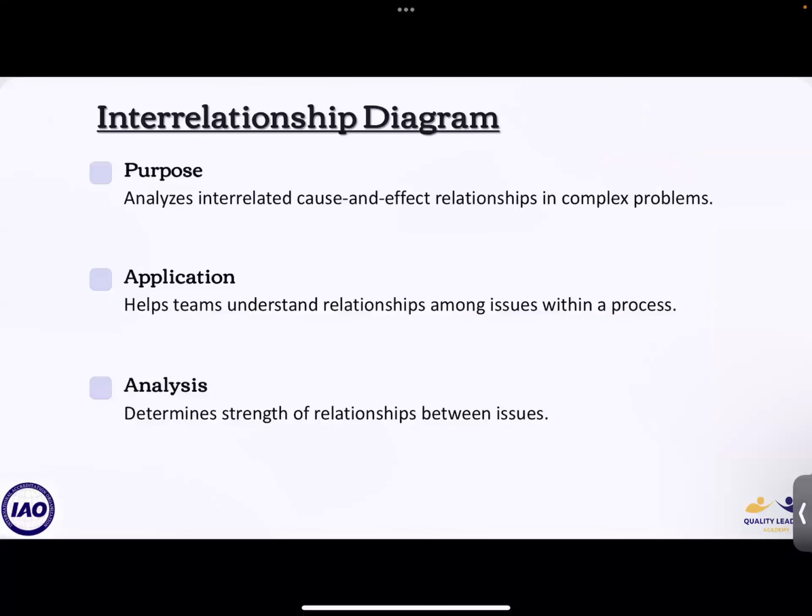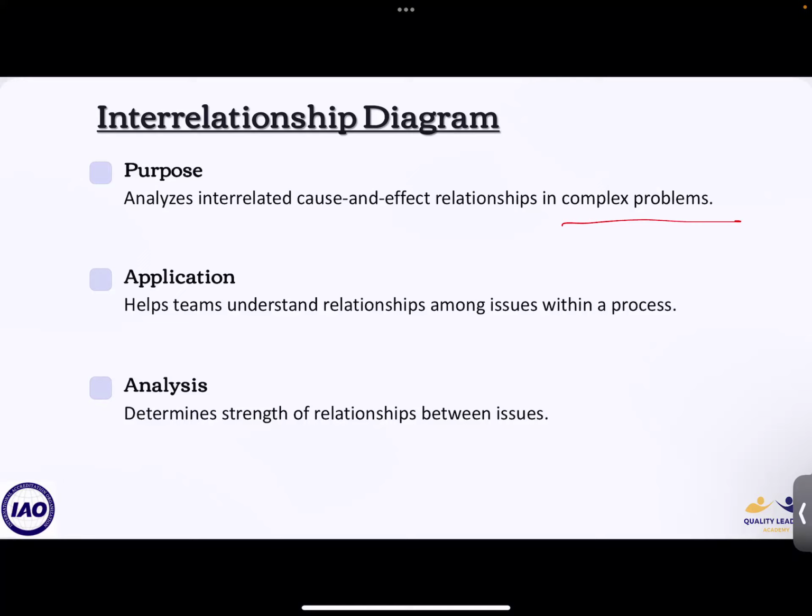Clear. I also have the interrelationship diagram. And I use the interrelationship diagram when there is a cause and effect relationship and the relationship between them is a bit complex. This is used for complex problems like the shape in front, where I have many relationships between the causes of the problems. So this helps the team understand relationships among issues within a process to determine the strength of relationship between issues.